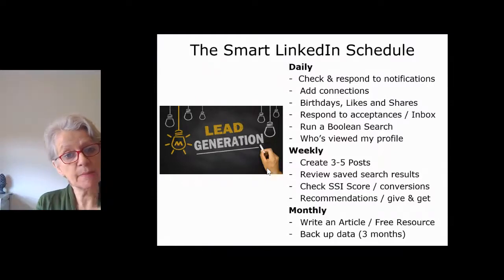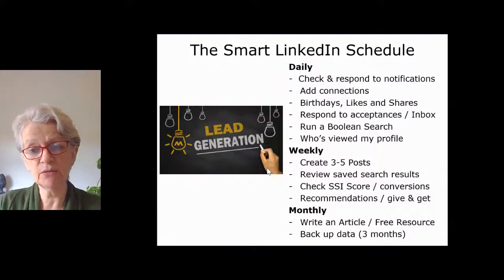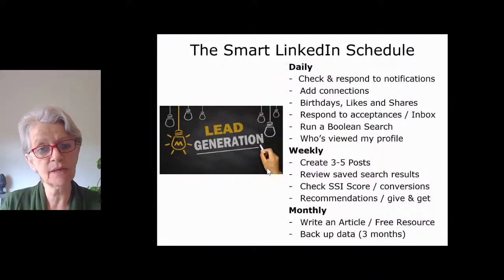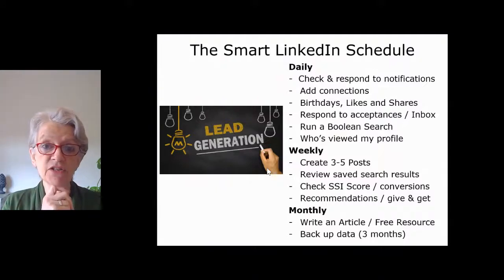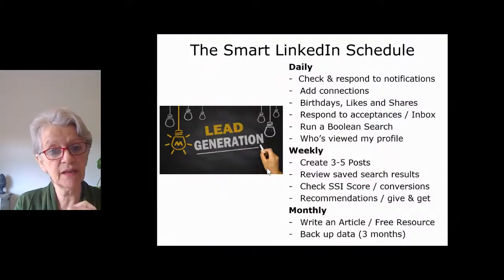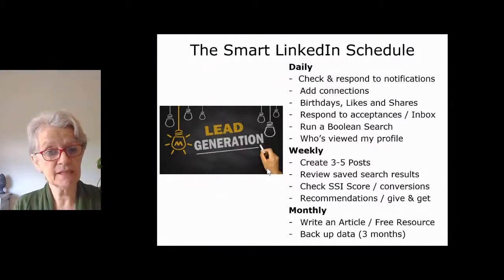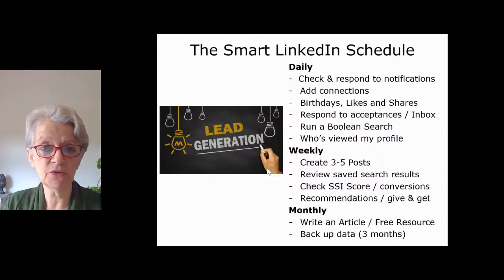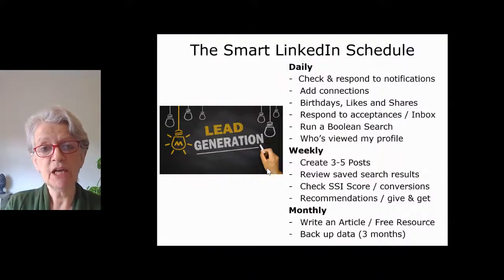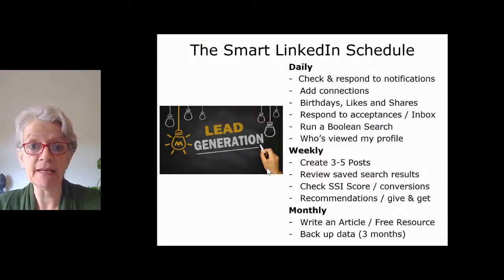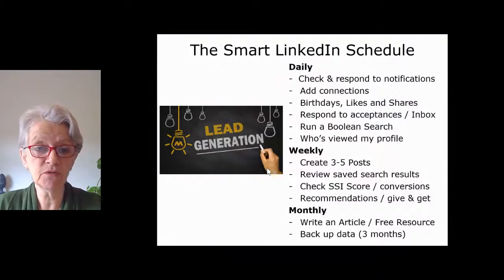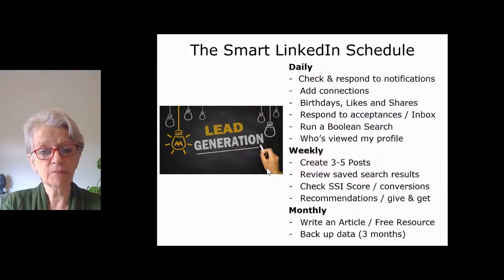Respond to any acceptances that you might have had, people accepting your connection requests, make sure that's done daily. You might want to run a Boolean search in the advanced search box. We looked at that last time, and just maximize that, and then check out the Who's Viewed My Profile. As a basic member, you get to see the last 5 people that looked at your profile, as a premium member, you get to see the last 90 days worth. So you get much more value there. So as a basic member, you need to keep on top of this.